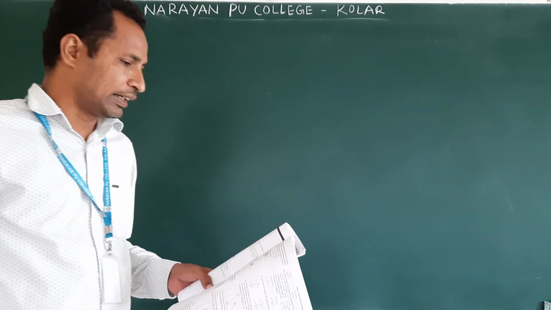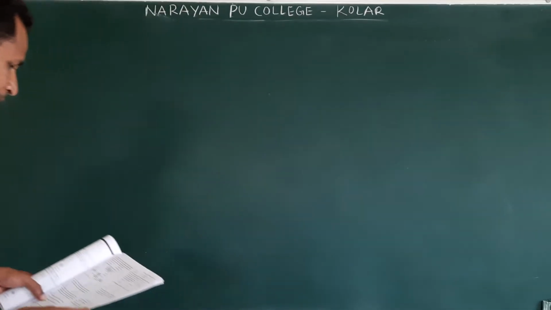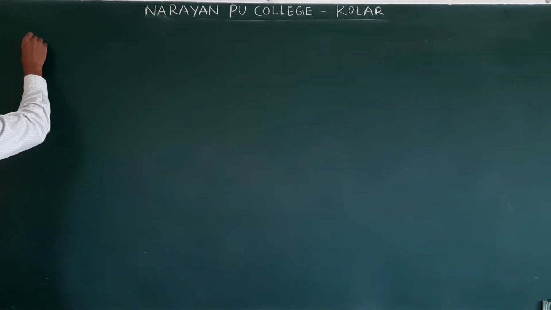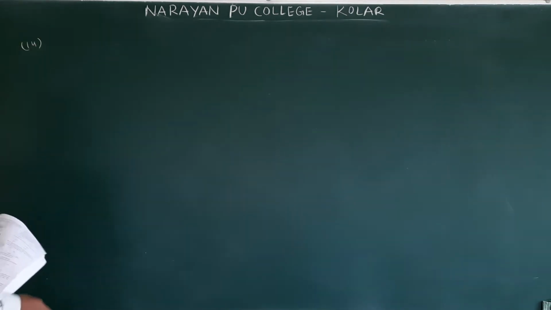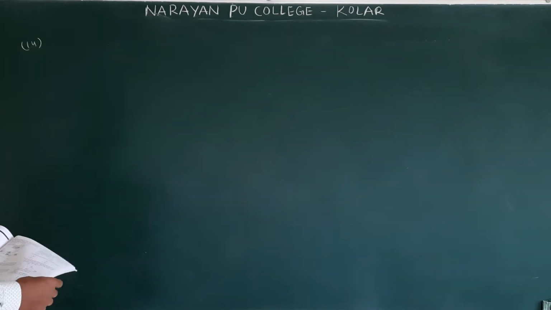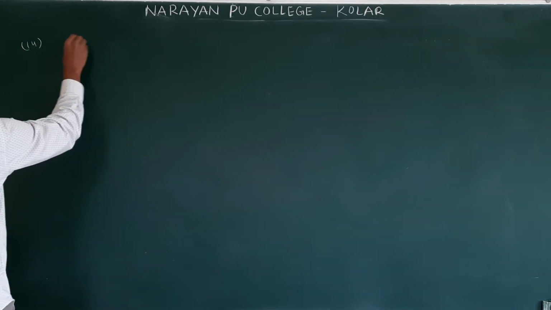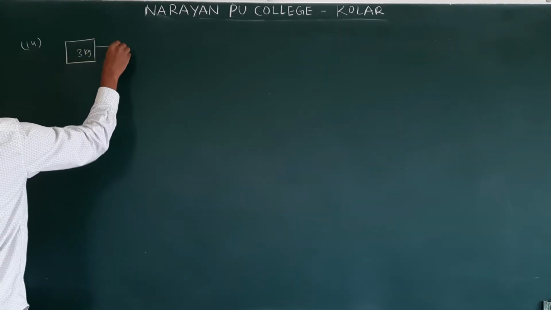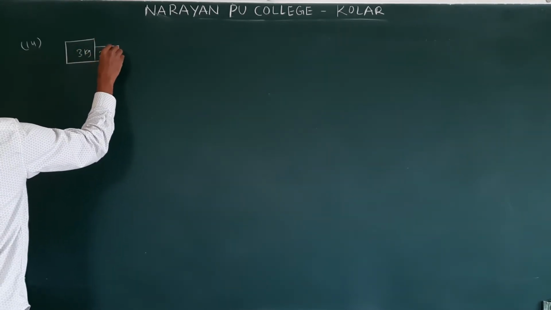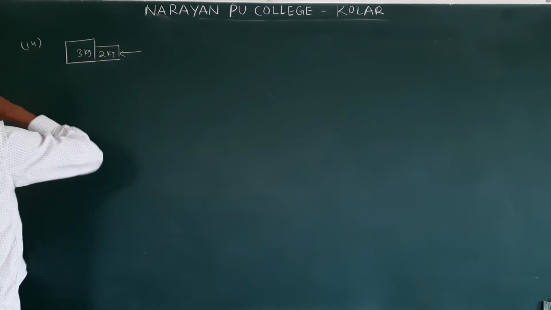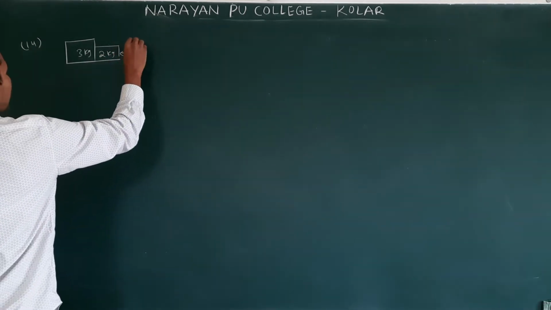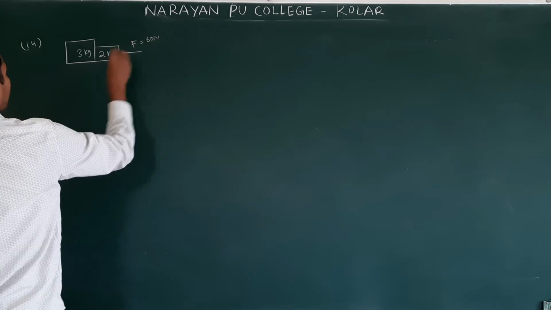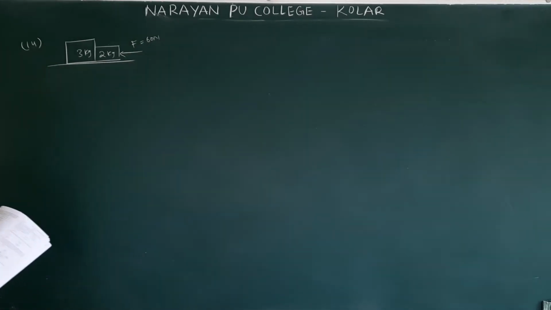Next, 14. Find the contact force between the blocks. So they are side by side in contact, 3 kg and 2 kg. This is 3 kg and this is 2 kg. Force is applied like this. This is a 60 newton force. They are asking the contact force.